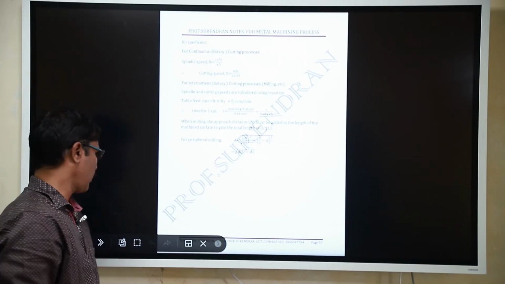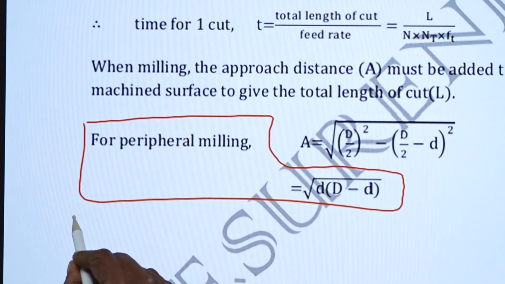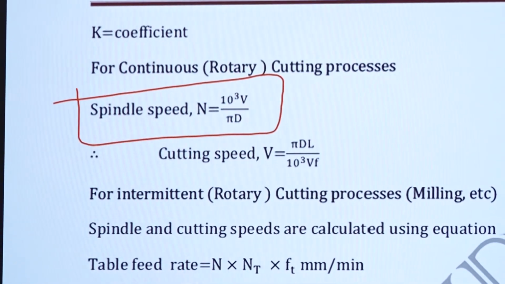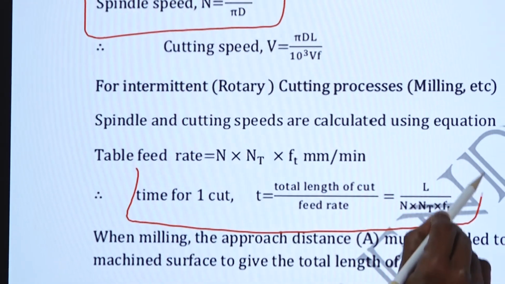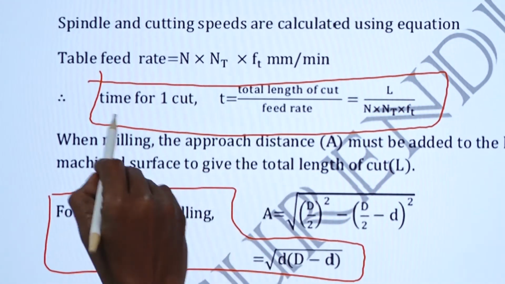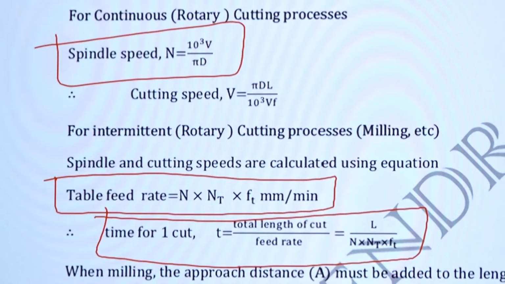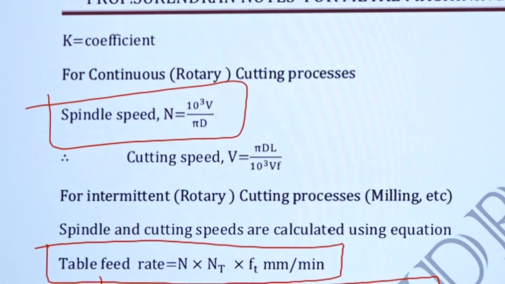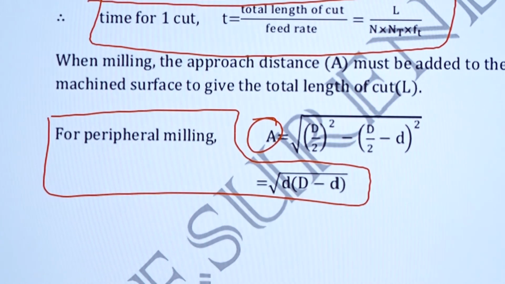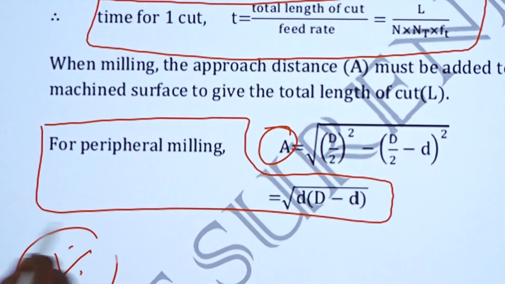For peripheral milling, we are using this formula. For cutting speed, the spindle speed can be found using this formula. The time for one cut can be calculated by using this formula: total length of the cut by feed rate. Table feed rate can be calculated by using this formula. The approach can be calculated by square root of small d times (capital D minus small d). This is an important formula from the competitive exam point of view.